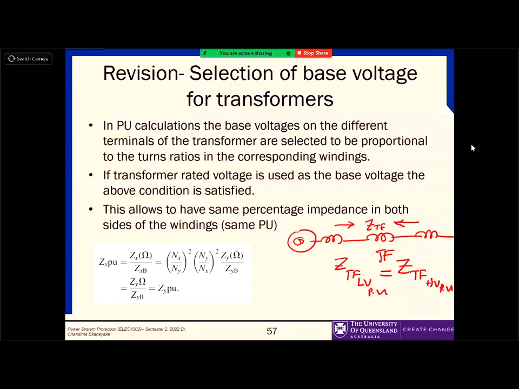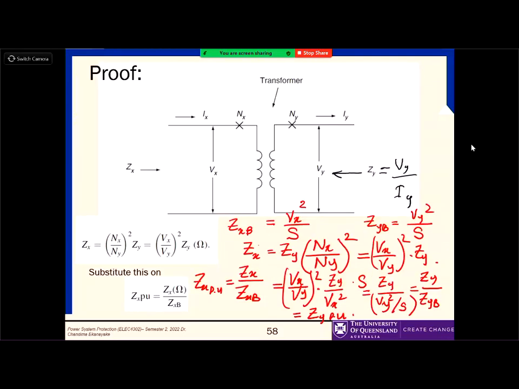And then we discussed the transformers, and it's quite important to use the base voltages depending on the transformer, with the base voltages representing the transformer ratios, the winding ratios, right? So the voltage ratio should always be equal to the turns ratio. So if you select the base quantities in that way, then your calculations will be correct. Otherwise, it will affect the selection of the impedances.